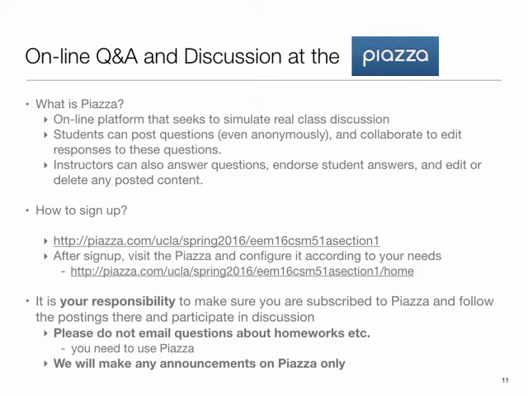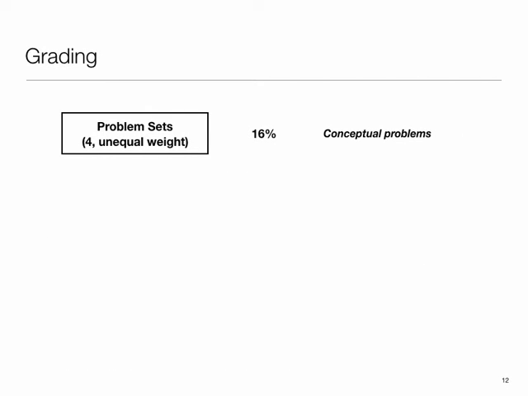Okay. The other thing which I'm sure is on everyone's mind is grading. And what are the elements of the class? Firstly, we'll have two types of homeworks. One which I call problem sets. These are primarily designed to see your understanding of conceptual problems and give conceptual answers.